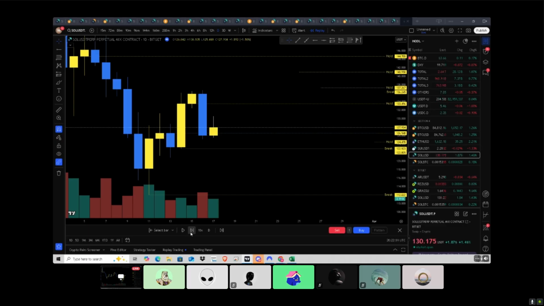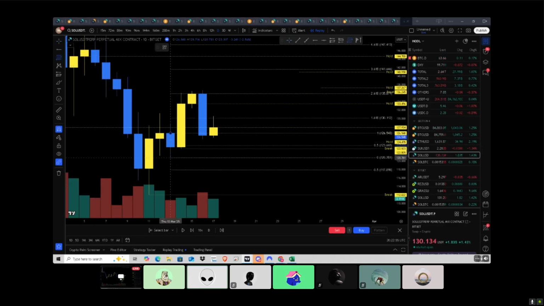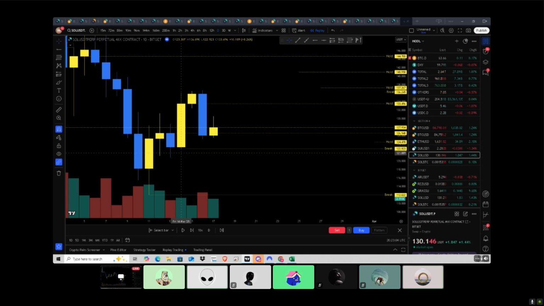So we bounce off our hold level. That's a trade in itself. If you just wanted to take that trade, you trade from here to the 1618. So that's 126 up to 130. So you've got one trade that day, and now you're waiting.